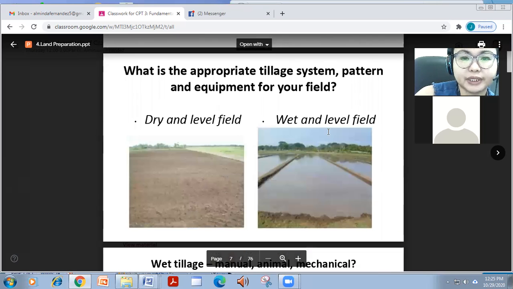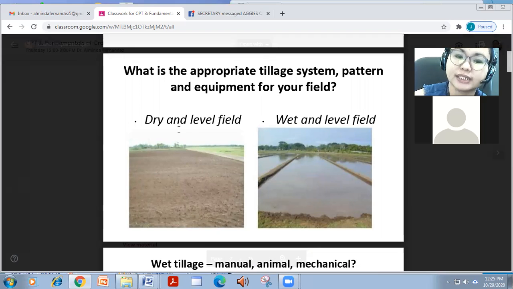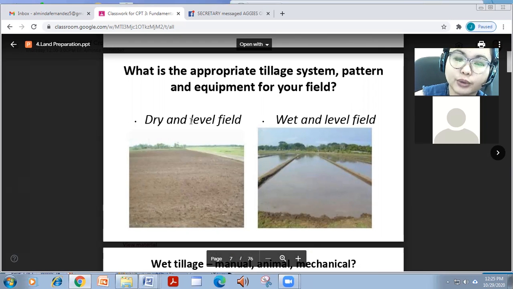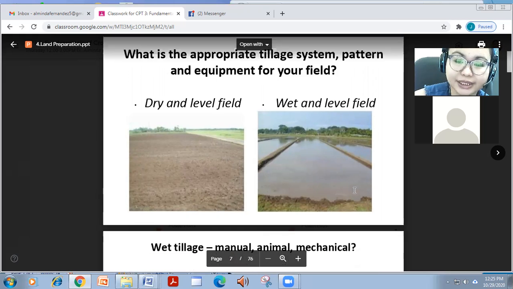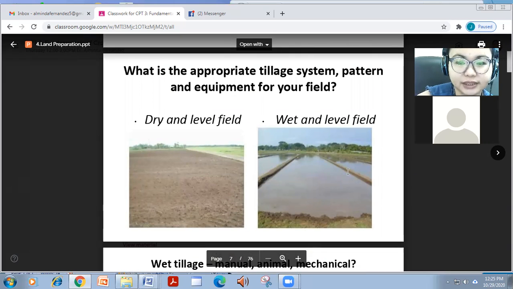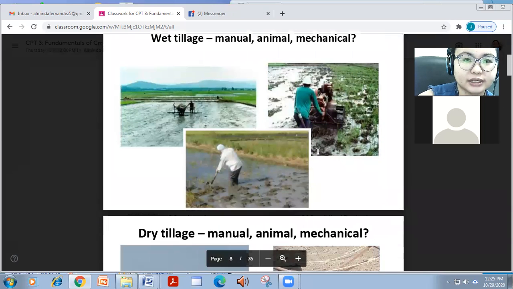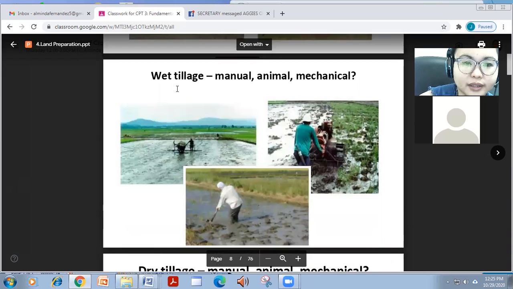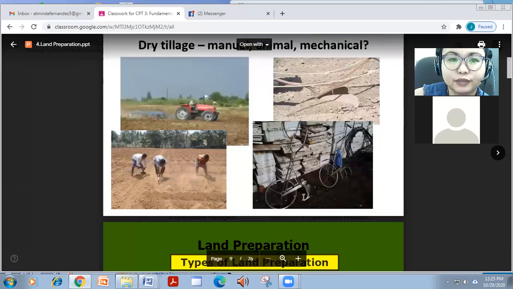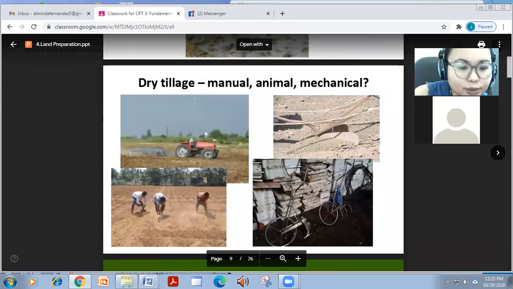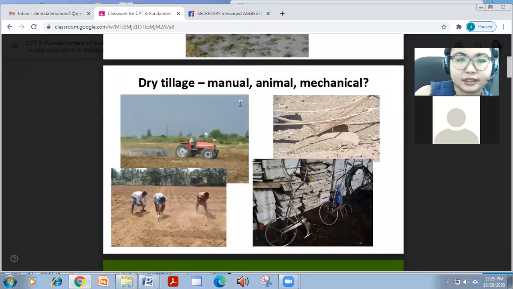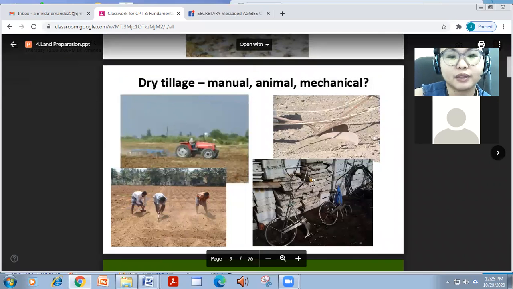So what is the appropriate tillage system or pattern and equipment for your field? It usually differs if your field is dry or level already, or wet. If this is for a rice field, this also depends on whether for a wet tillage, you use manual, animal, or mechanical. And for a dry tillage, it also differs when you use manual, animal, or mechanical.